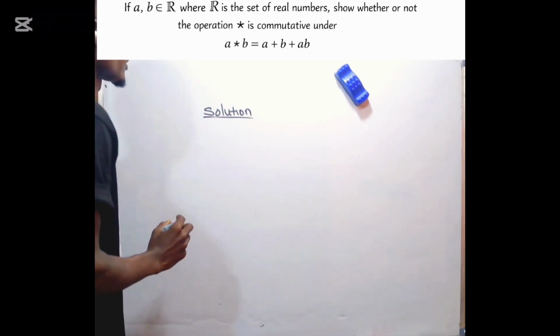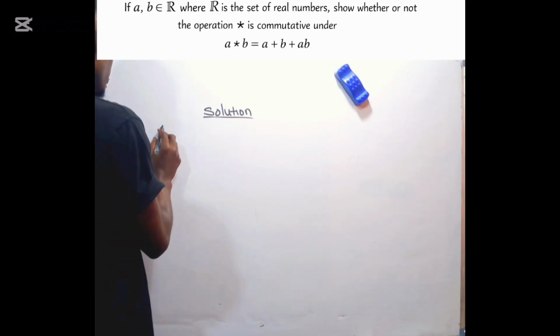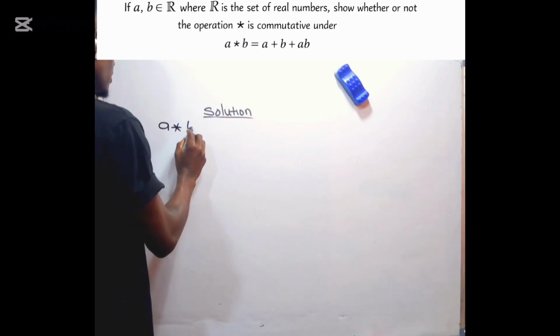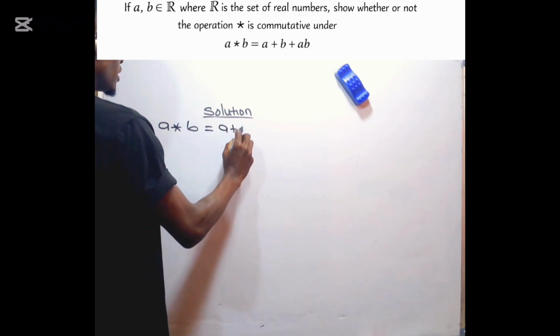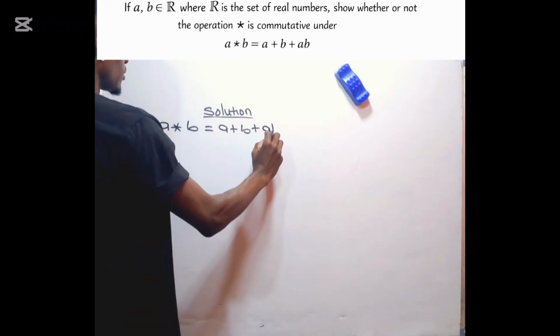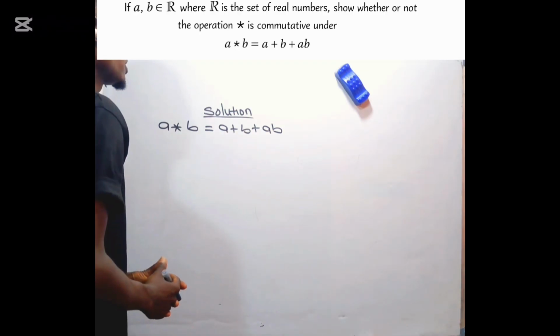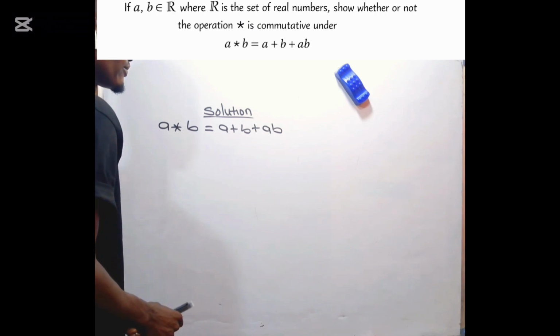Solution. The binary operation is giving us a asterisk b, which is equal to a plus b, and the question is actually to show if the operation asterisk is commutative.